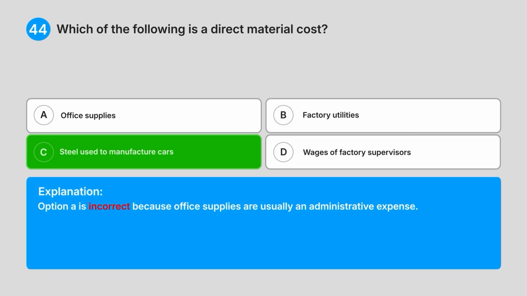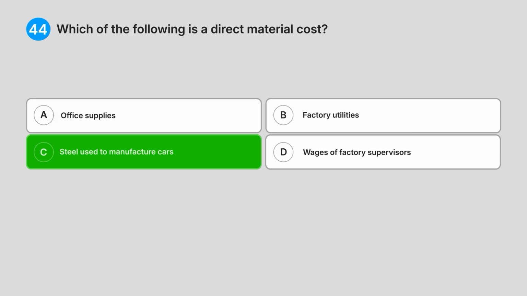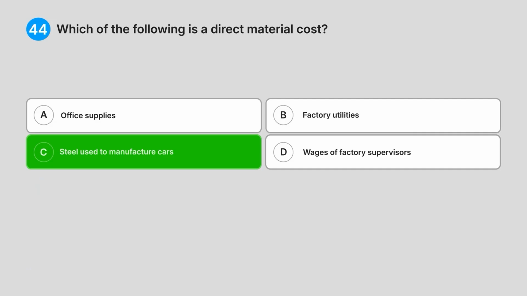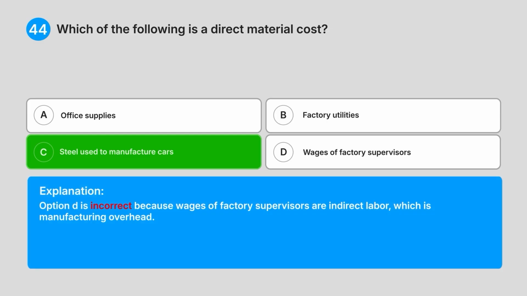Option A is incorrect because office supplies are usually an administrative expense. Option B is incorrect because factory utilities are manufacturing overhead. Option D is incorrect because wages of factory supervisors are indirect labour, which is manufacturing overhead.